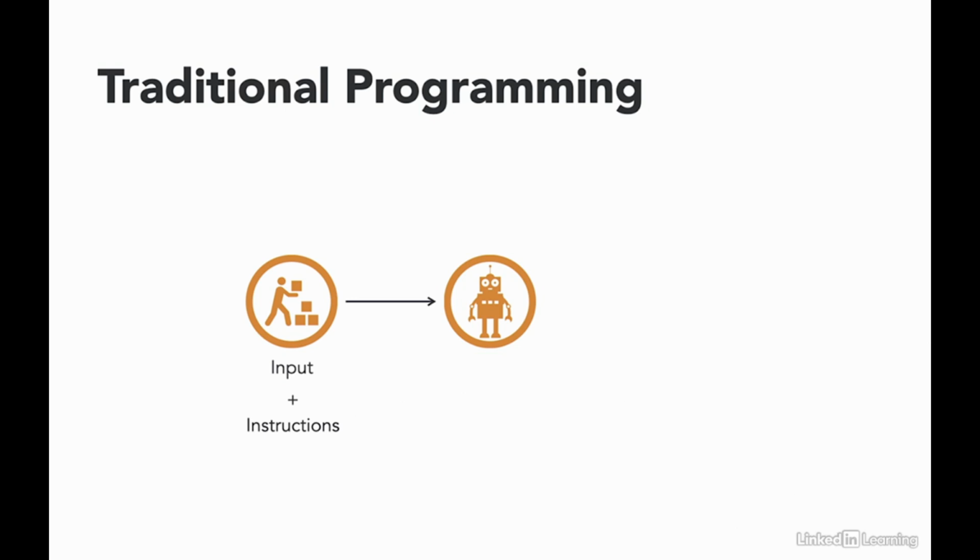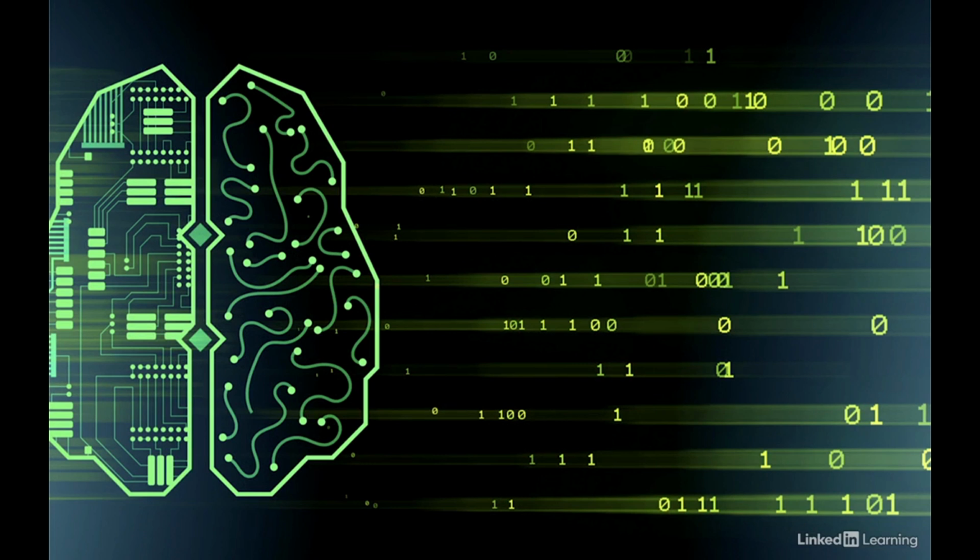The computer then follows the instructions and provides us with output or the result of the task. This is a traditional way to program a computer: data and instructions as input, and we get output from the computer. In 1959, computer pioneer Arthur Samuel thought of a different approach.